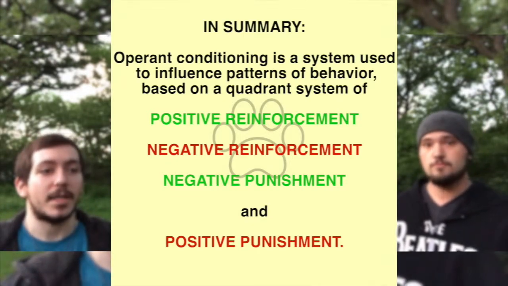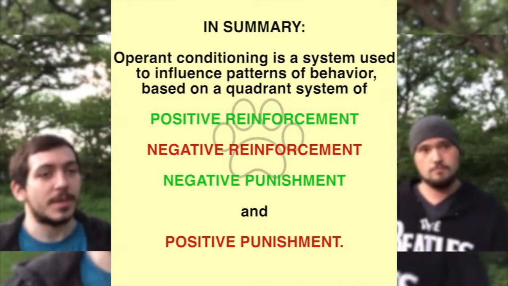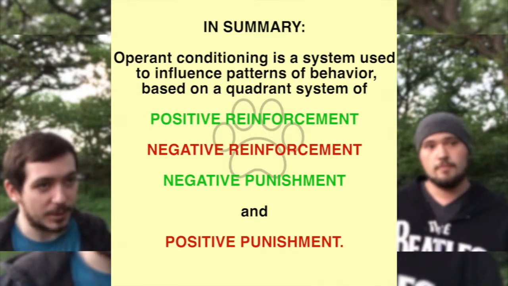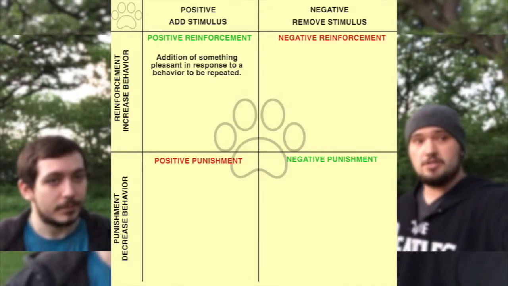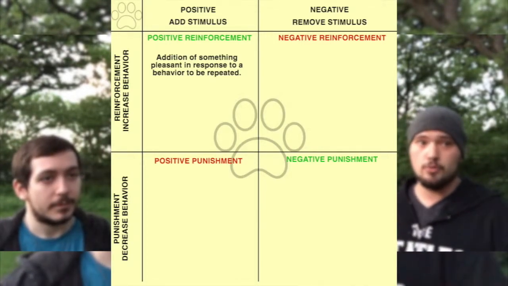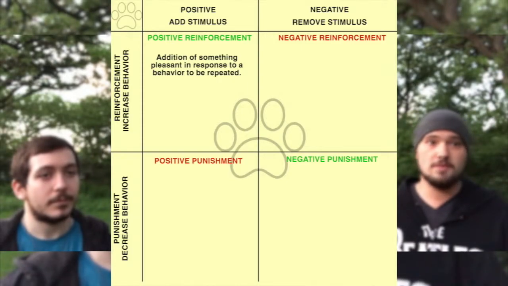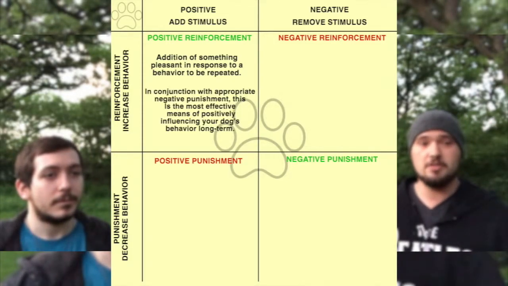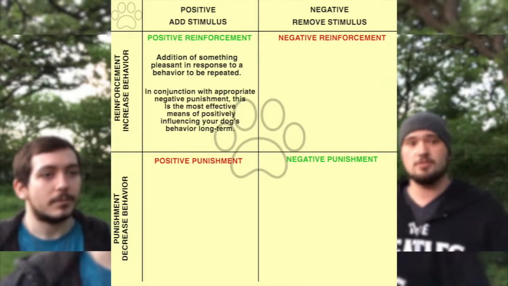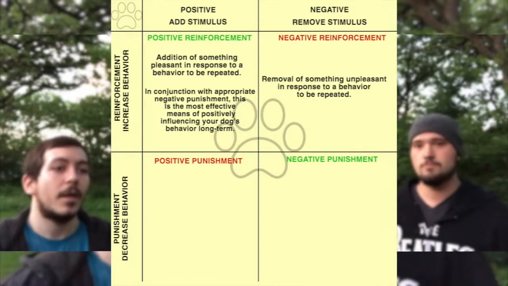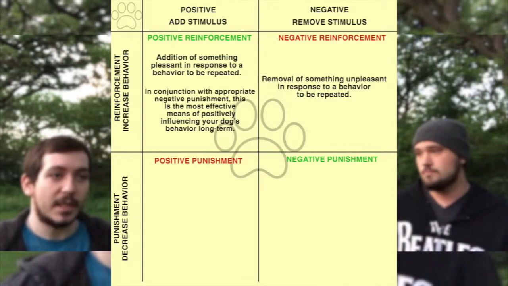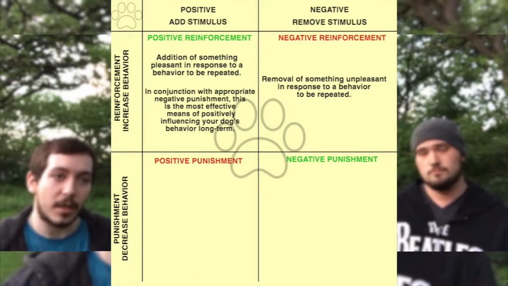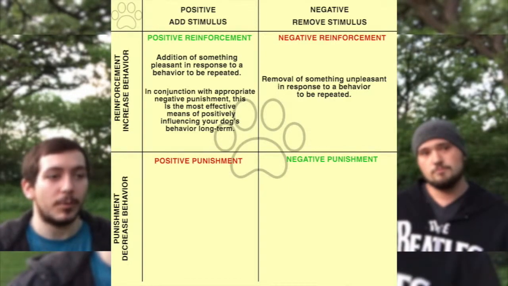In summary, operant conditioning is a system used to influence patterns of behavior based on a quadrant system of positive reinforcement, negative reinforcement, positive punishment, and negative punishment. Positive reinforcement is the addition of something pleasant, such as food, treats, play, or praise in response to a behavior you want repeated. Positive reinforcement in conjunction with appropriate negative punishment is the most effective means of positively influencing your dog's behavior long term. Negative reinforcement is the removal of something unpleasant, such as releasing leash tension or ending the buzz of a shock collar, with the hopes that a given behavior will be repeated.